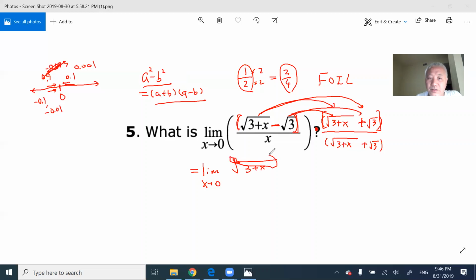Oh, hold on. Sometimes something is wrong with the pen. Sorry. Okay, let's write it one more time. So the limit as x approaches 0. We have the first one squared, the square of the square root of this one, we will get what? 3 plus x. And the minus square root of 3 squared here, we will get what? Just 3.